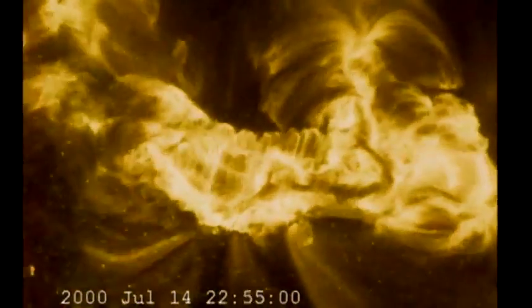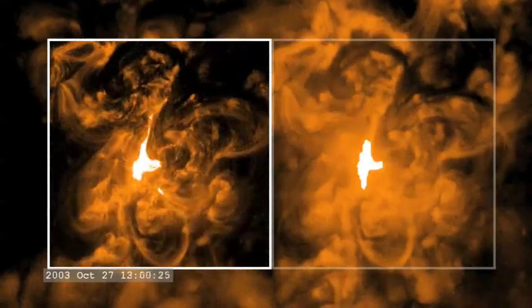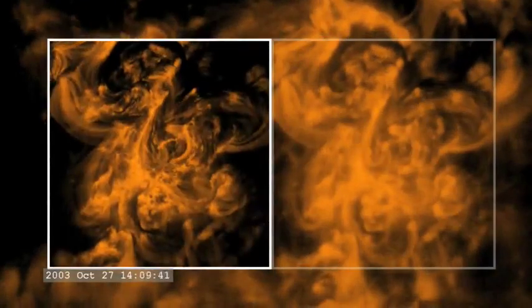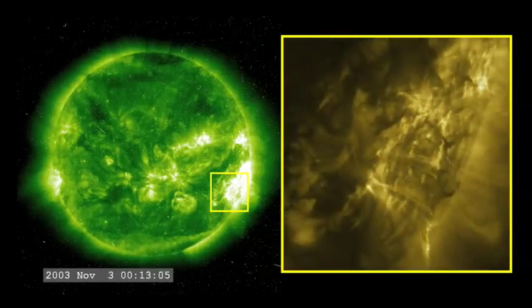It's helped with magnetic data. They're able to see that when the loops break off, they can see the way the magnetic field is twisting. And so the instruments on SOHO work closely with TRACE, and vice versa, so that we can use all the data together to better understand things.